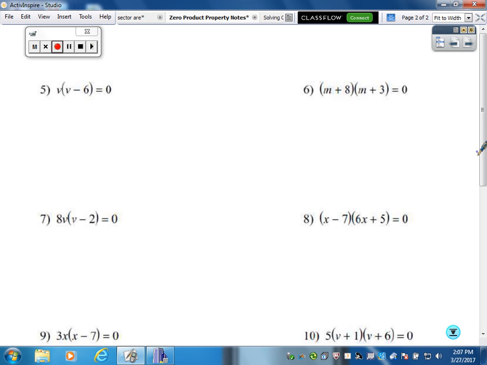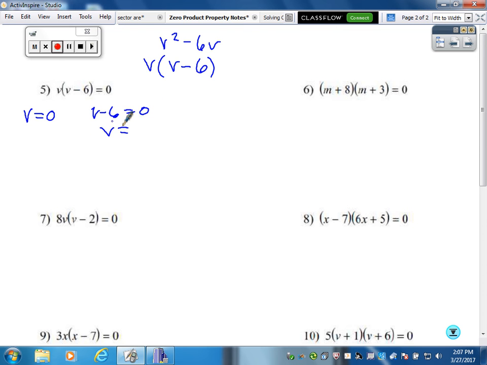Number 5, this one has a GCF. You see what happened here? So it was like we took something like v squared minus 6v. We said, oh, they have a GCF of v, and then a v minus 6 left over. So when you solve these, your first one's actually already solved. So either v is equal to 0, or v minus 6 is equal to 0.